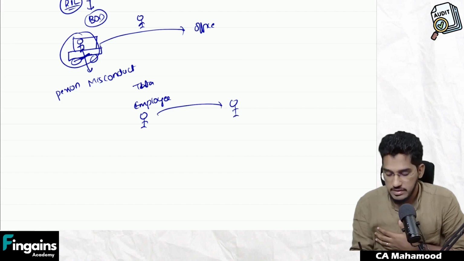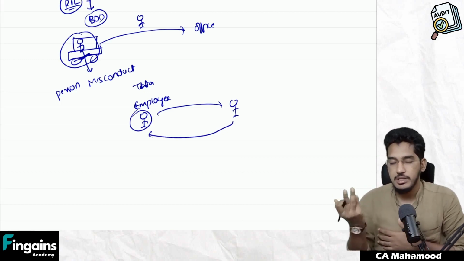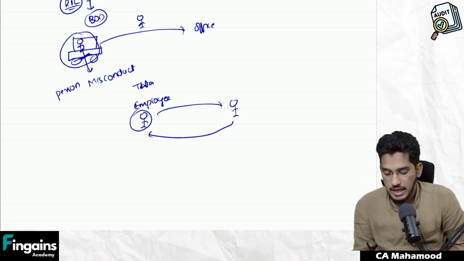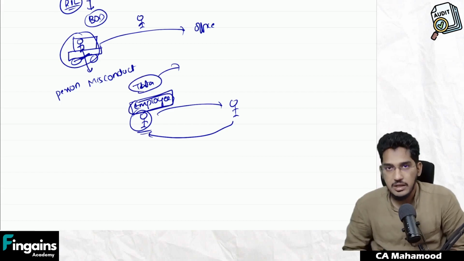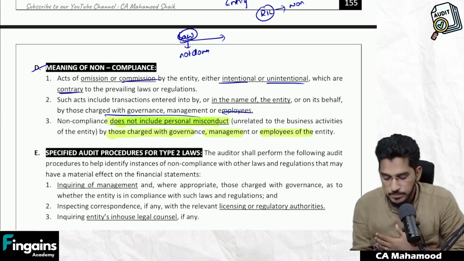So now what the wife has done is she filed a case against that employee mentioning that he is doing domestic violence. So now this is a personal misconduct committed by the employee. So whatever personal misconduct is committed by an employee, can I call it a non-compliance made by Tata Motors? No. So that's what even they are mentioning here.